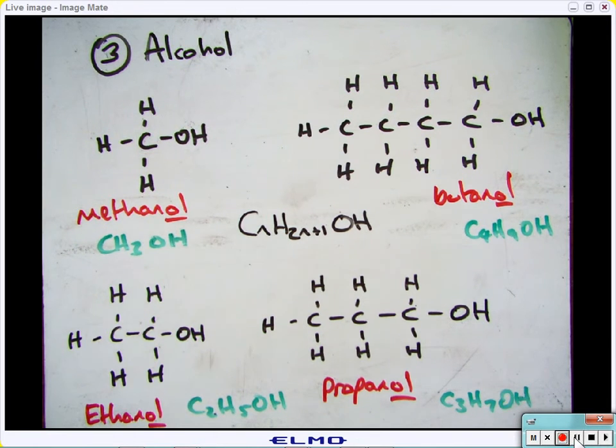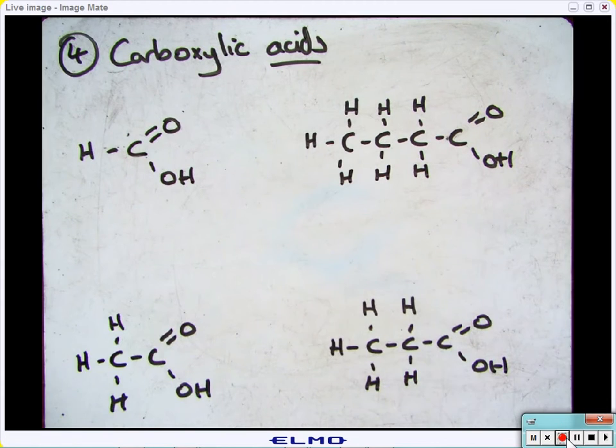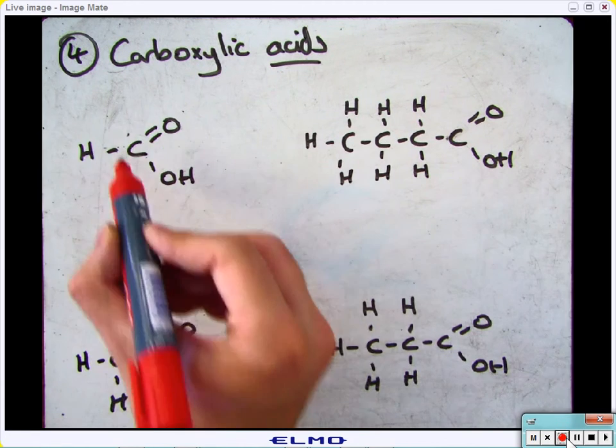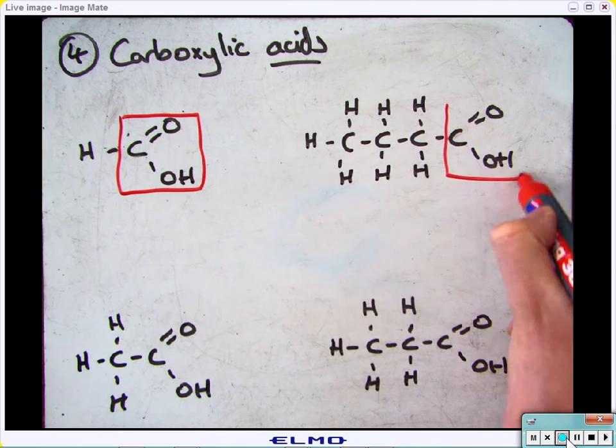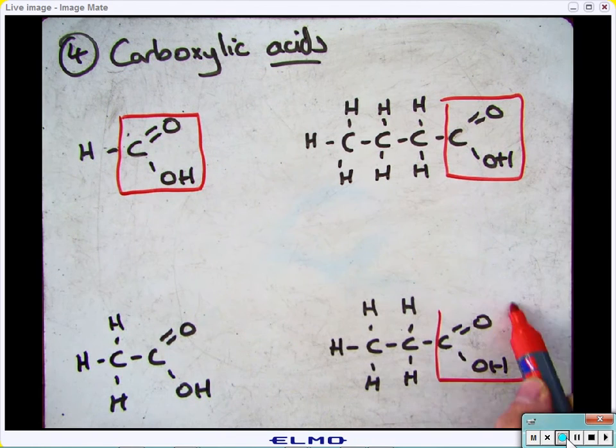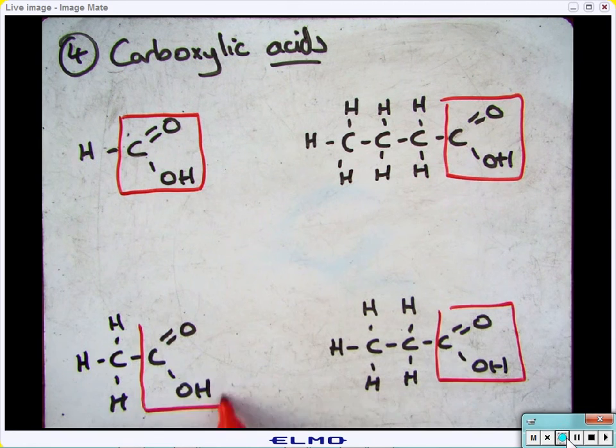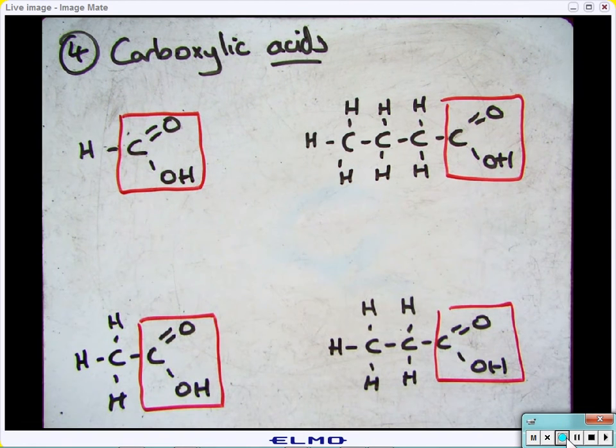And the final one you need to know, which you won't come across yet, is carboxylic acids. Now all carboxylic acids have this COOH group on the end. And that's what sets them apart from your alcohols and everything else. If you want to learn more about that, look at the carboxylic acid video in the next section. The general formula for a carboxylic acid is CnH2n+1COOH.